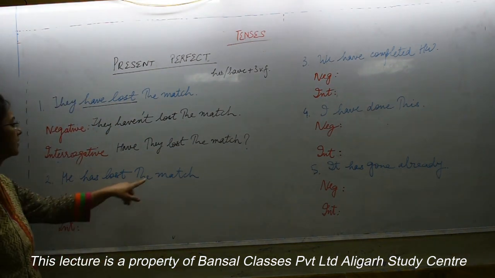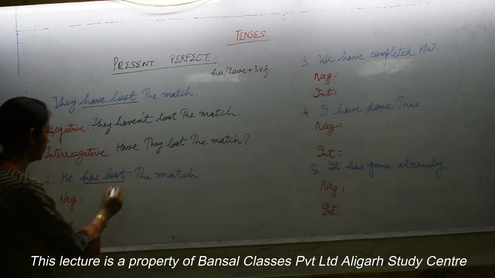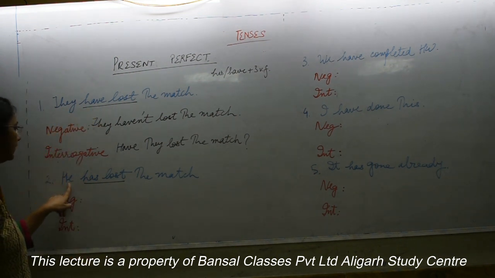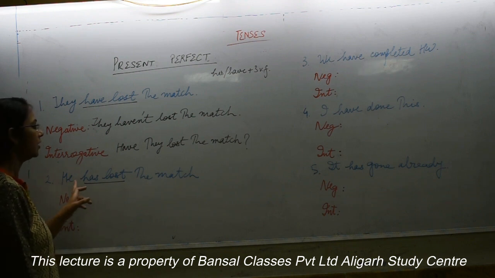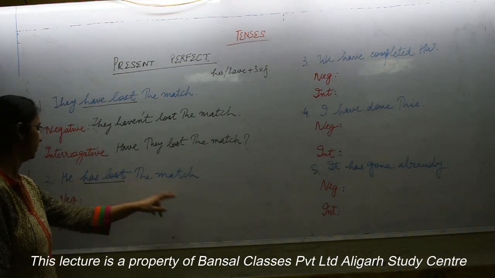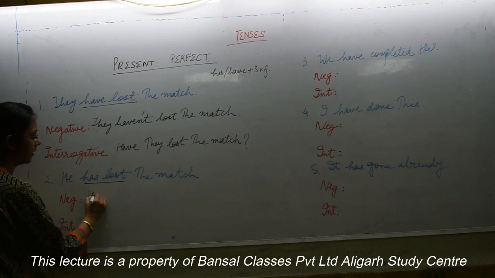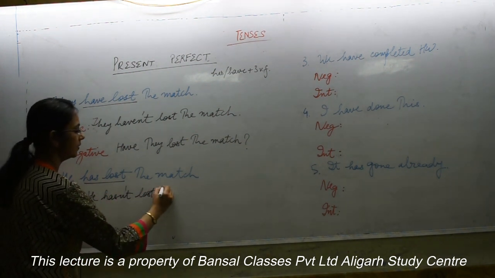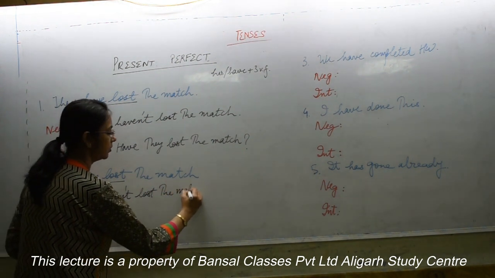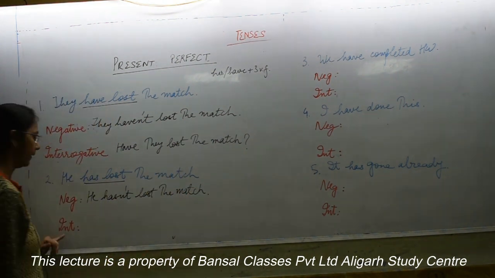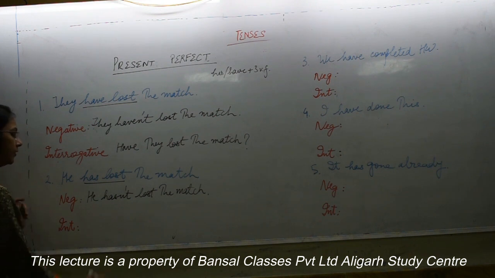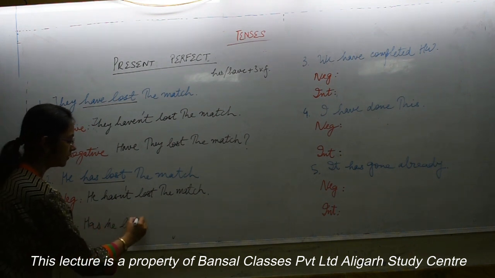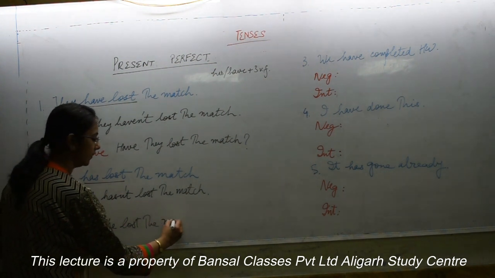Next is he has lost the match. Now with they we use have, and with he we use has. So he has lost the match. Negative would be he hasn't lost the match. What would be the interrogative? We'll start with has. Has he lost the match?